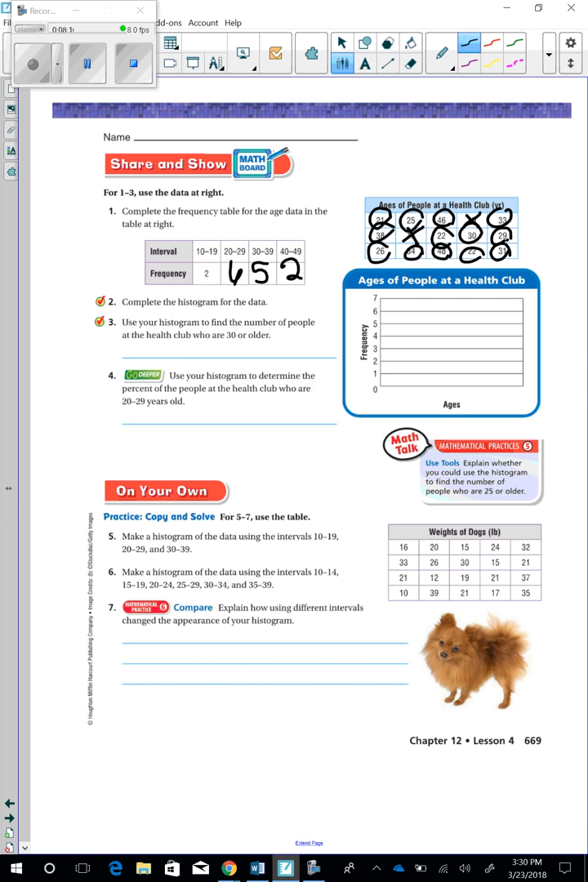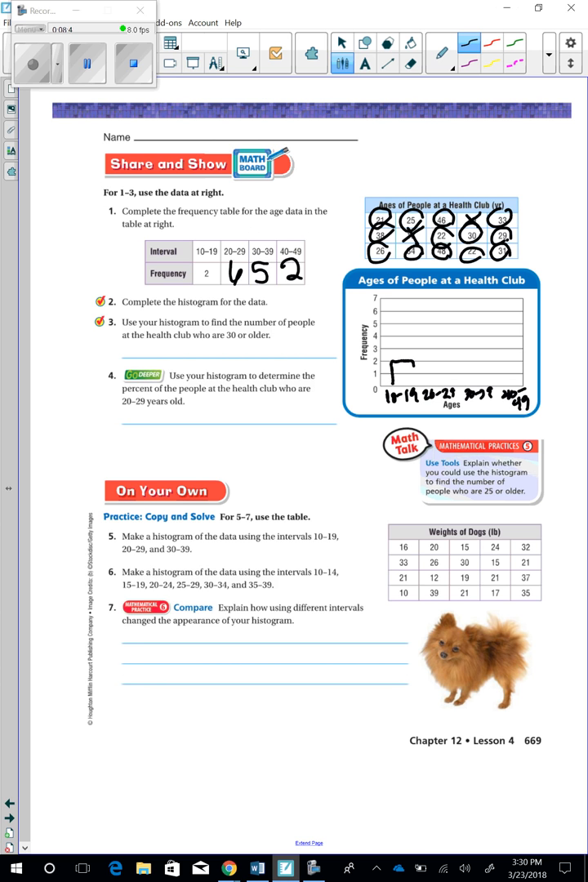2. Complete the histogram for the data. So we're going to look at the ages. 10 to 19 needs to be 1. 20 to 29 needs to be 1. 30 to 39. I know that's really hard to read. And then 40 to 49. Okay, so we need to look up here at the chart, and there's 2 for 10 to 19.